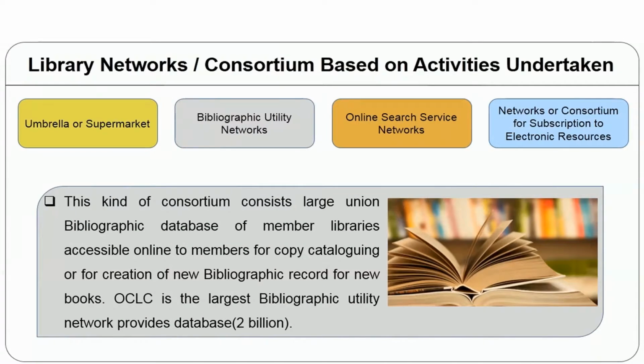Bibliographic utility networks. The bibliographic utility networks consist of large union bibliographic databases of member libraries accessible online to members for copy cataloging or for creation of new bibliographic records for new books. The OCLC, as the largest bibliographic utility network, provides a database consisting of 2 billion bibliographic records created by member libraries. These records are used for copy cataloging, interlibrary loan and other functions.